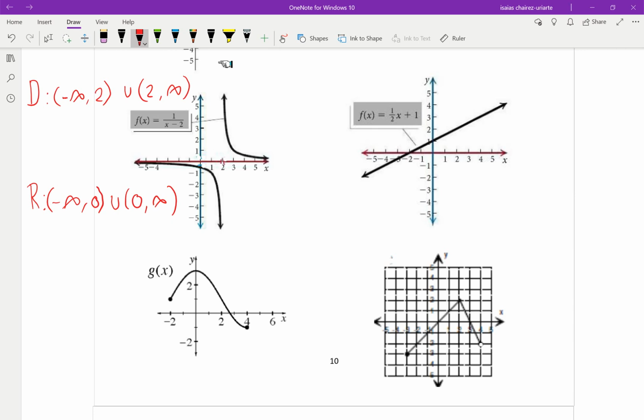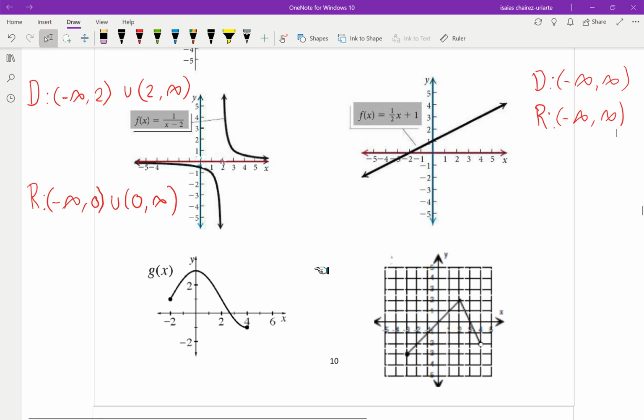Hopefully that one is clear. That one's a little tricky. The next one is a little bit more straightforward. How far to the left, how far to the right? Well, forever to the left, forever to the right. So negative infinity to positive infinity. What about the range? How far down, how far up? This thing just keeps on going down and down and up and up. So same thing. Good.